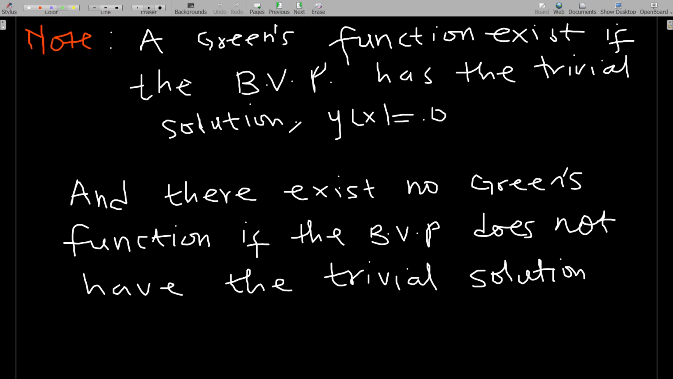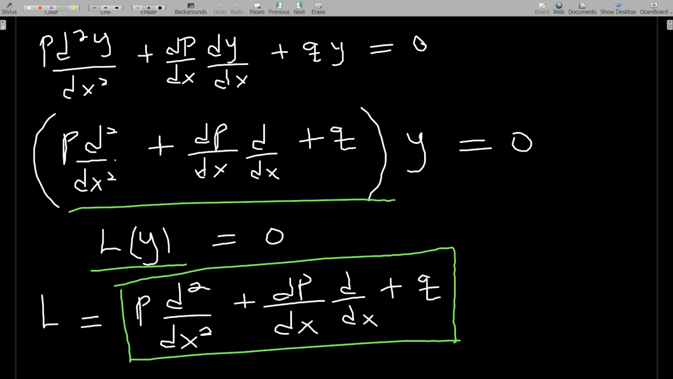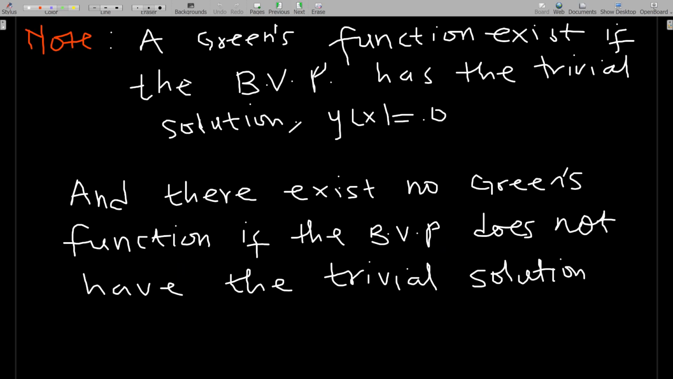Now a Green's function exists. These are just simple things I did to show you what we call the linear operator of a BVP. I just wanted to show you how to find the operator of a BVP and its general form, especially with regards to the second order. So let's go to a Green's function.